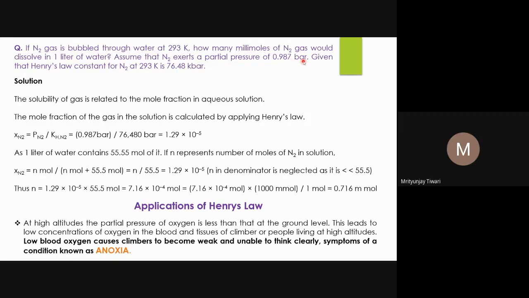So the partial pressure of nitrogen is 0.987 bar. This partial pressure is also given. Given that the Henry's law constant for nitrogen at 293 Kelvin is 76.48 kilobar.